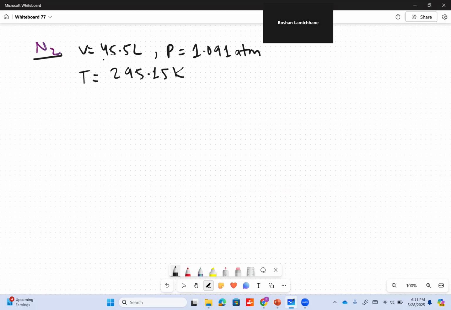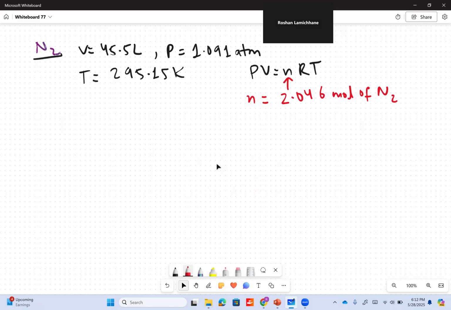So I'm going to use my PV = nRT equation. My R is a constant, meaning everything is known except for the number of moles of N2. And I solve for this. My n will end up being 2.06046 mole of nitrogen gas.